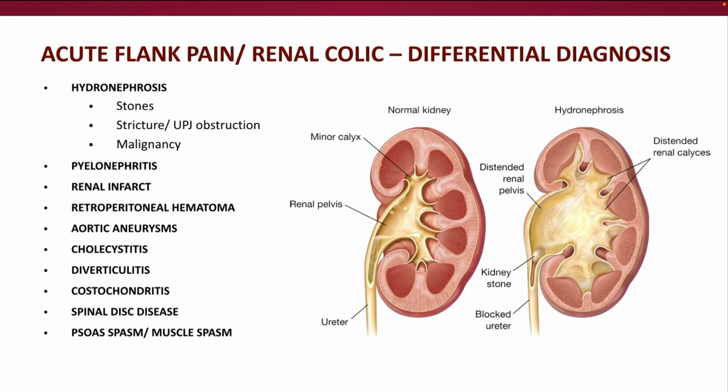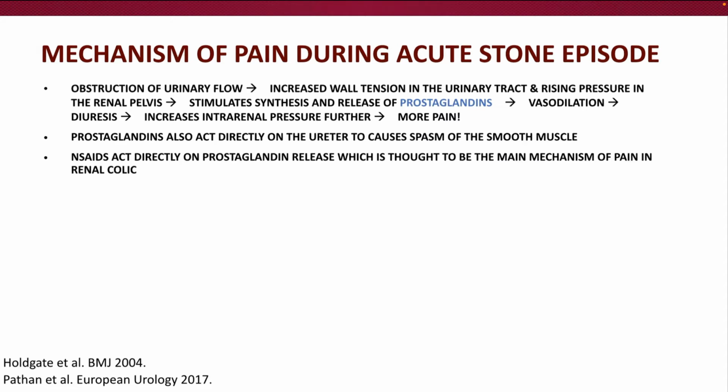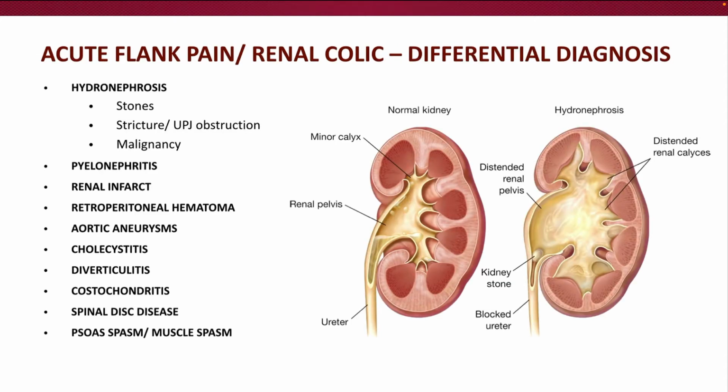The last 3 are the 3 that I think are most interesting. And I think we tend to forget about these on the differential for flank pain. Costochondritis, spinal disc disease, and psoas spasm or muscle spasm. Those are the 3 that really aren't typically diagnosed on our standard imaging.